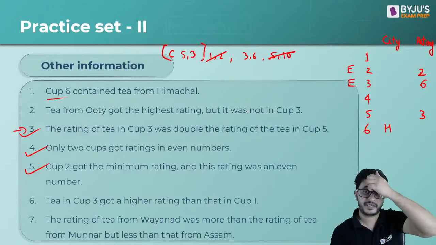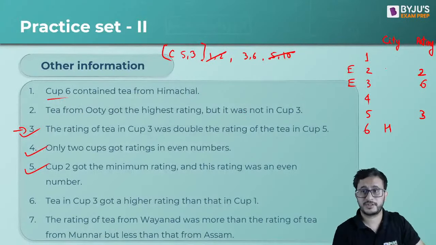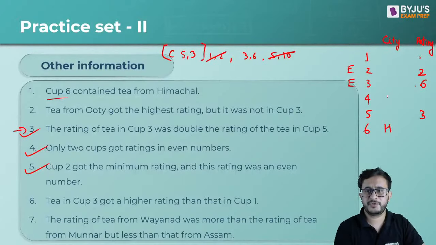Ooty is the highest rating. Okay, we do not know. Achha, tea in cup 3 got a higher rating than in cup 4. So cup 3 is greater than cup 4, so it cannot be the highest, right? So this means Ooty is the highest. So this will be Ooty, and this is higher than this value, right? 6 is greater than this rating.